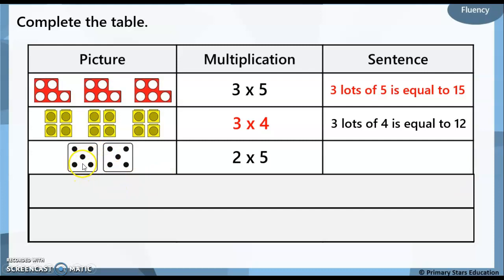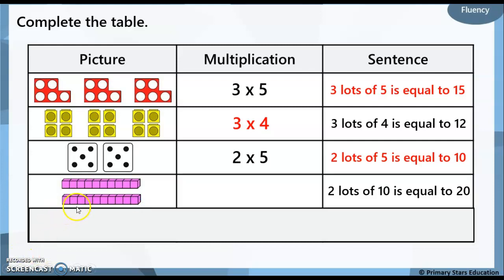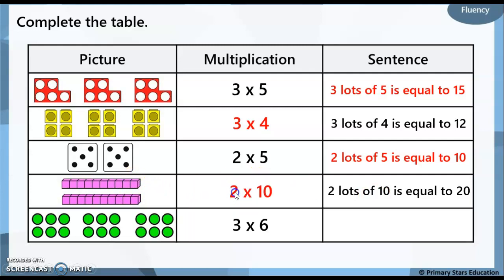Here we have 2 groups of 5, or 2 lots of 5. Remember, we can use our skip counter to help us work out the answer. 5, 10. So we have the sentence 2 lots of 5 is equal to 10. We've got 2 groups of 5, 2 lots of 5, so it's 2 times 5.